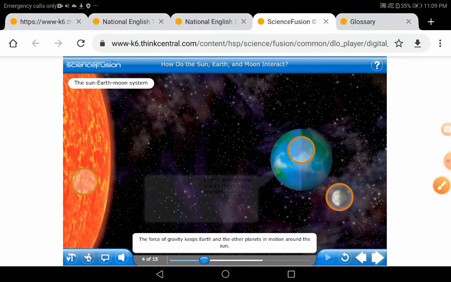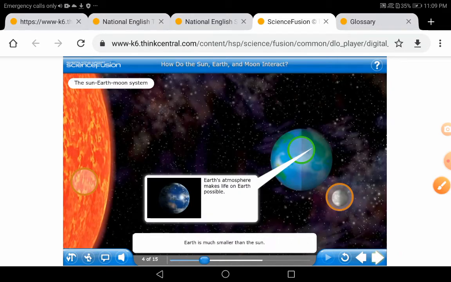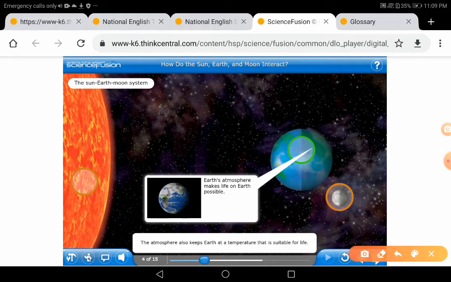Let's see Earth. Earth is much smaller than the sun. Earth's atmosphere protects Earth's surface from the sun's ultraviolet rays. The atmosphere also keeps Earth at a temperature that is suitable for life. Earth is the only known planet with liquid water on its surface, which is very important. All living things are made mostly of water. So this is the planet of life because it has water, liquid water in fact, on its surface.